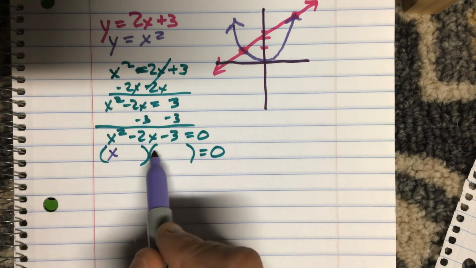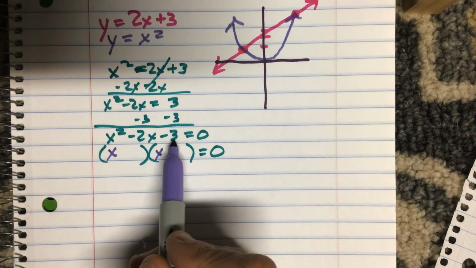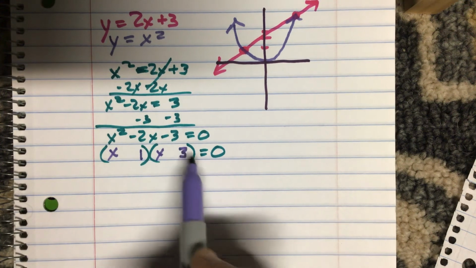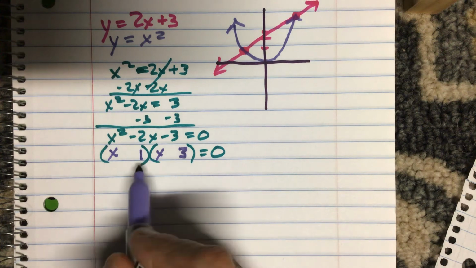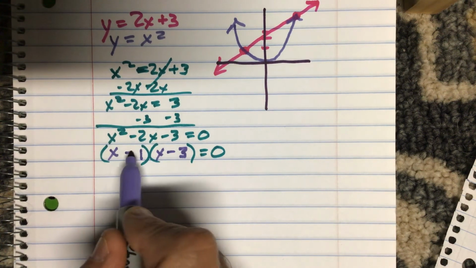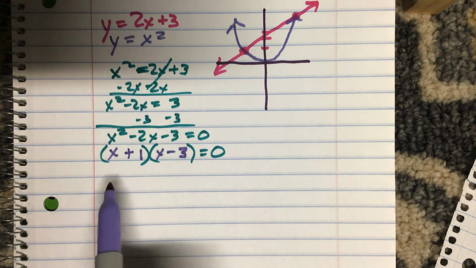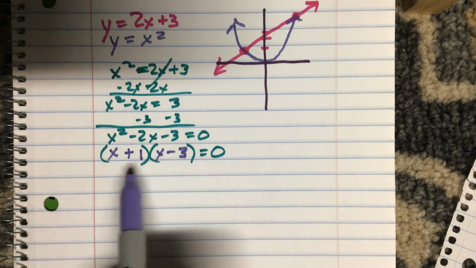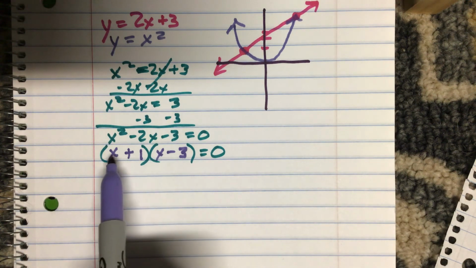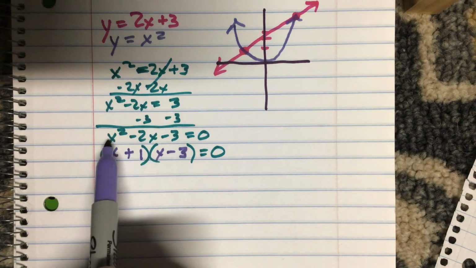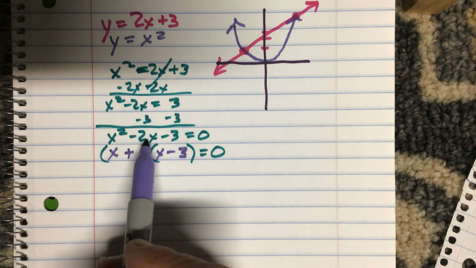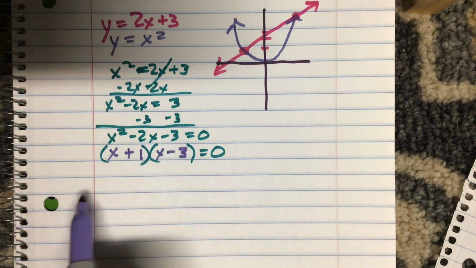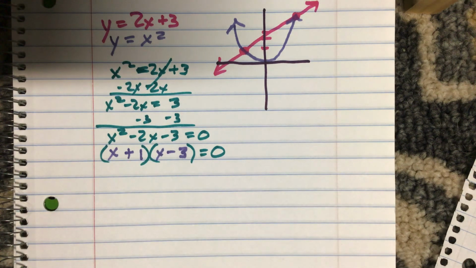When you factor this, we look at the factors of 3: 1 times 3 is 3. I'm going to make this one negative and this one positive, because if you were to FOIL, or multiply this out, x times x is x squared. This gives me negative 3x, this gives me positive 1x, together they make negative 2x, and then this is where my negative 3 comes from. So this is what it looks like when you factor it.